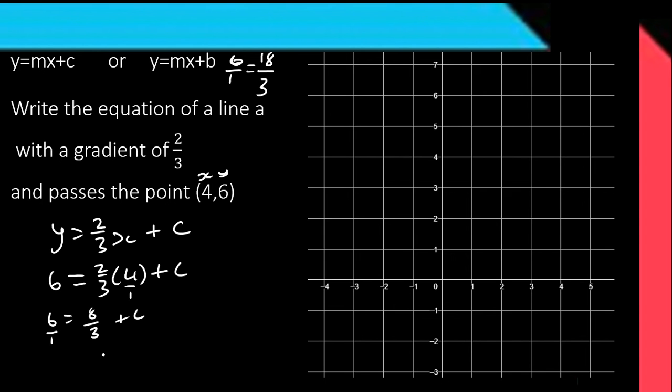So I'm going to write 18 over 3, and I'm going to minus 8 over 3, and that will give me c. So now I can just subtract the numerators.